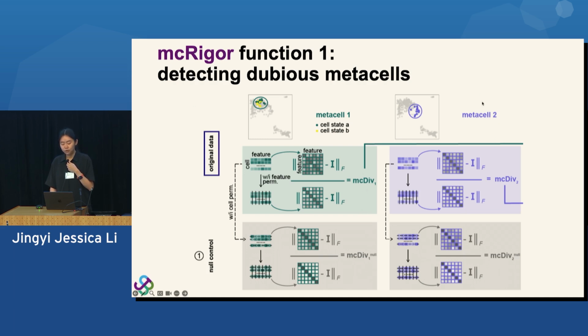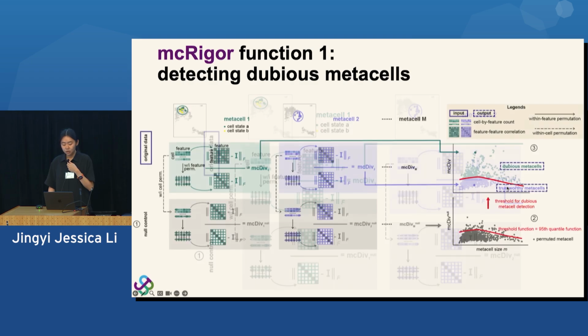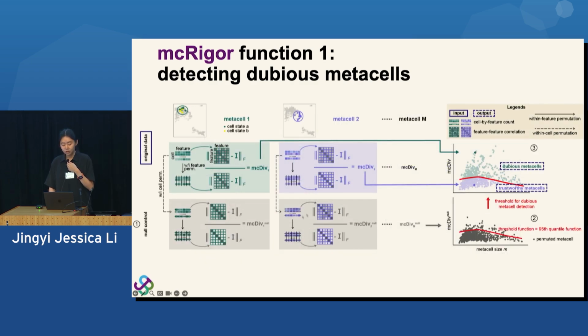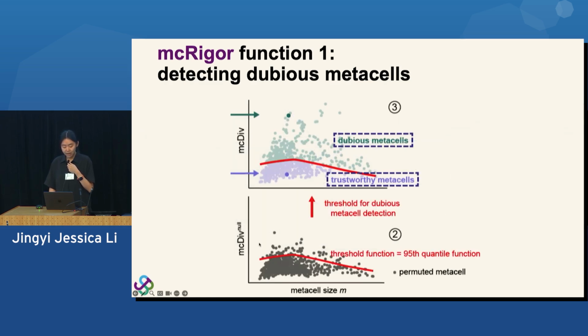So we do this for each metacell, and we pool them together. The null values will give me a distribution, using which I want to set a threshold for my actual statistics for these metacells, so I can do some thresholding. So in detail, here is what I'm getting.